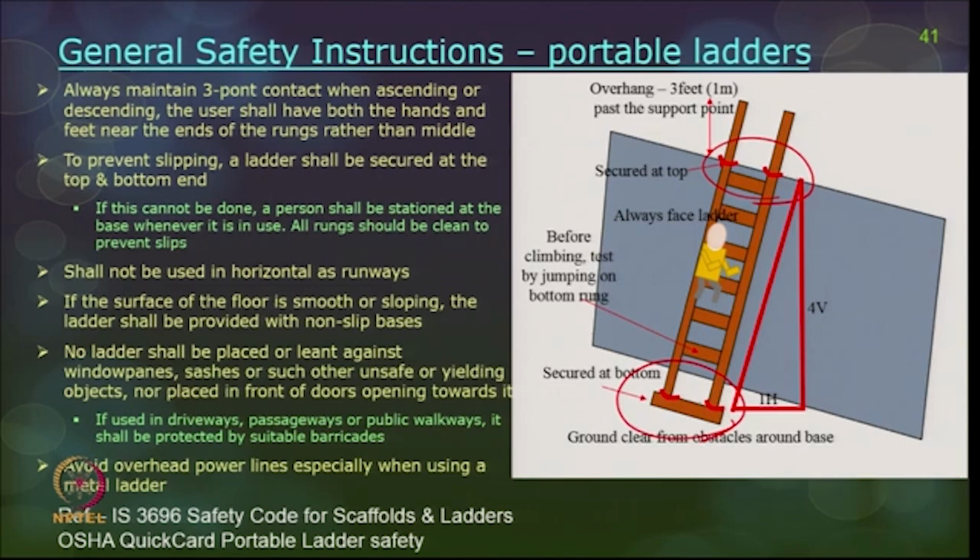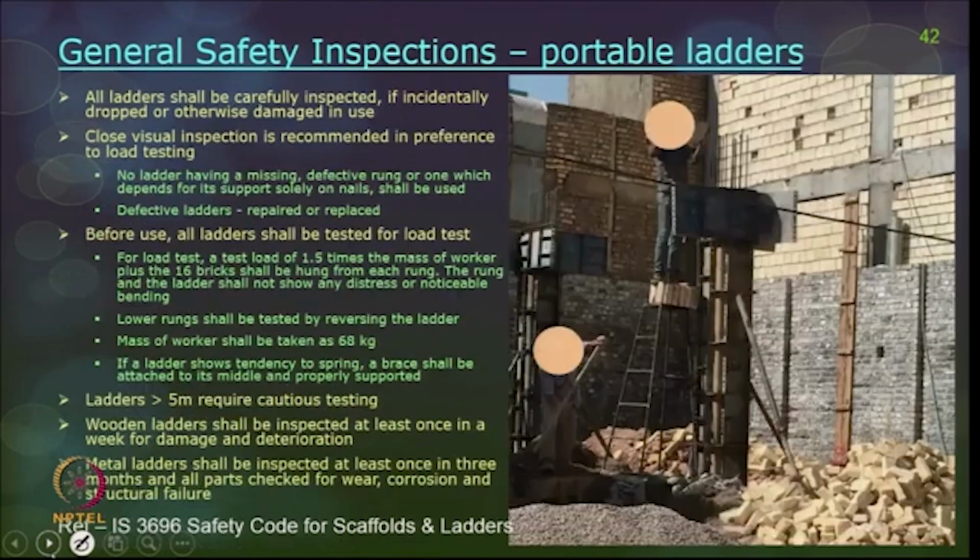If ladders are used in the midst of driveways, passageways or public walkways, the area should be barricaded so that the ladder is not displaced or disturbed. Avoid overhead power lines, which is a general precaution for all work from heights, especially when you are using a metal ladder. So, these are general safety precautions on portable ladders.